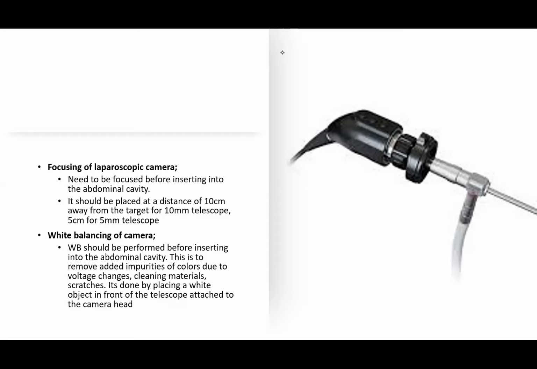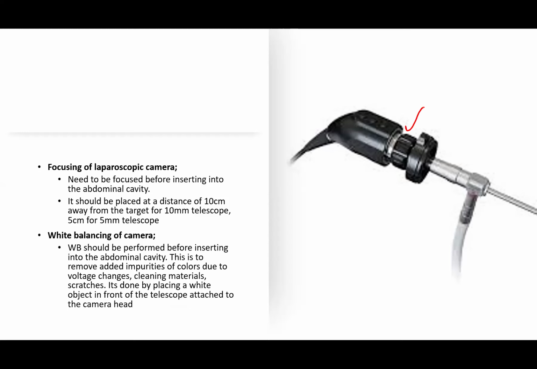structure. Okay. Now, it should be 5 centimeters for a 5mm telescope, then you now rotate this knob. Okay, the knob will be rotated. You place the tip of the objective lens 10 centimeters in front of the target structure. Then you rotate while viewing on the video monitor to see the sharpness and clarity of the image. That is how it's been focused, because if you don't focus, you have a blurred image.